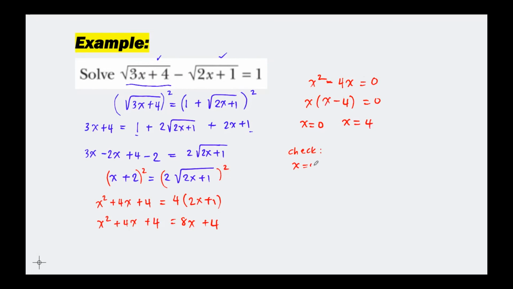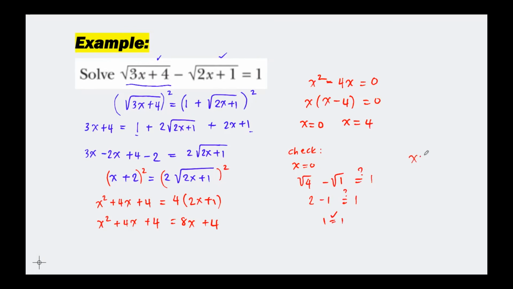When x equals 0, what do we get? So that's square root of 4 minus square root of 1. Is it equal to 1? So that gives us 2 minus 1, is equal to 1. So that's 1 is equal to 1, okay?